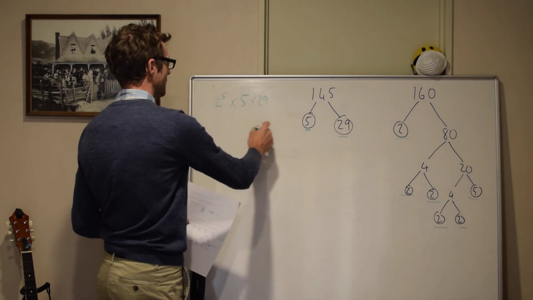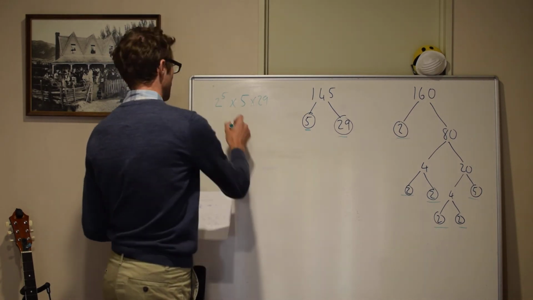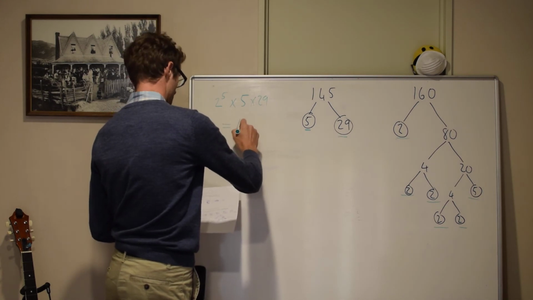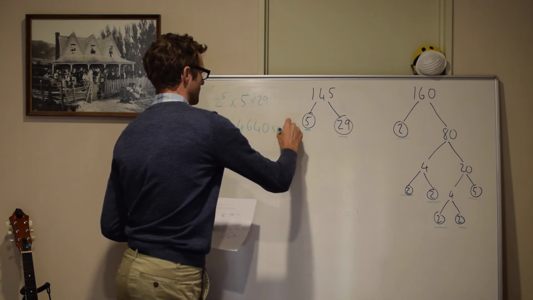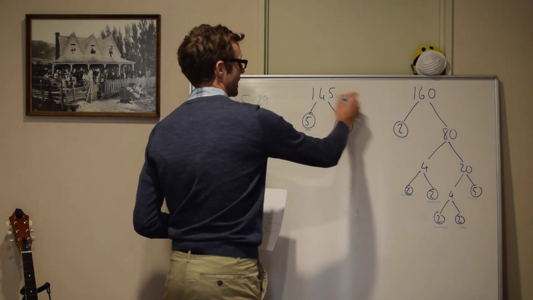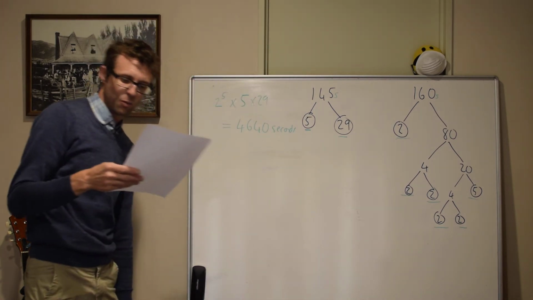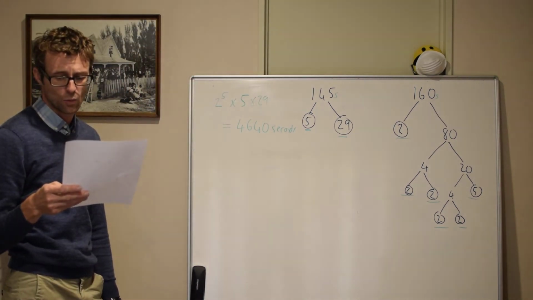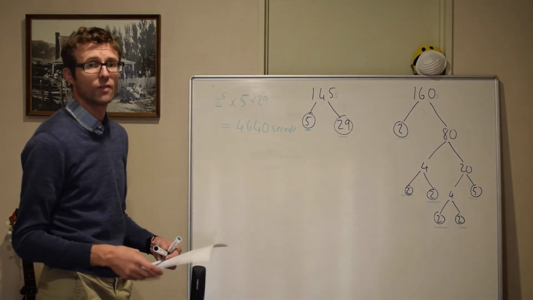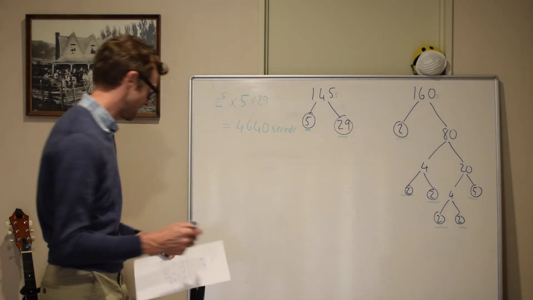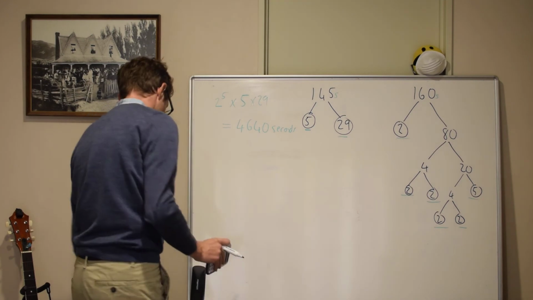And when we multiply these all out, 2 to the power of 5 times 29, we end up with 4,640 seconds. Because remember, these ones were in seconds, right? Now, that's not what they've asked us for. They have asked us for minutes and seconds. How are we going to turn this into minutes? We are going to divide by 60.